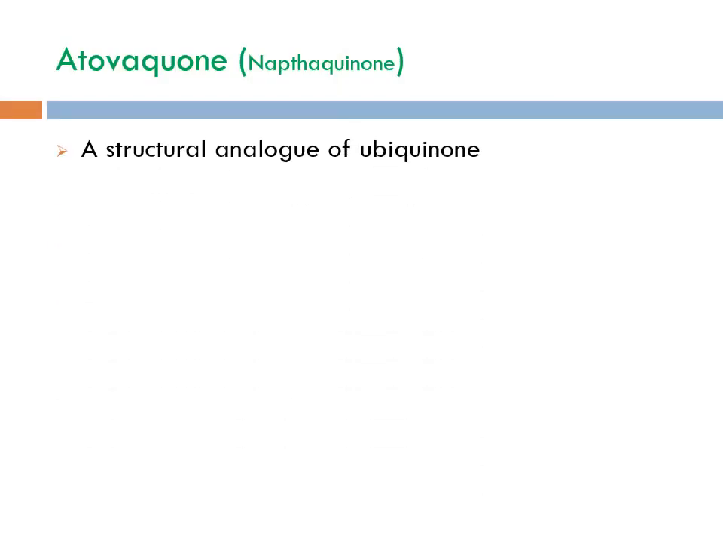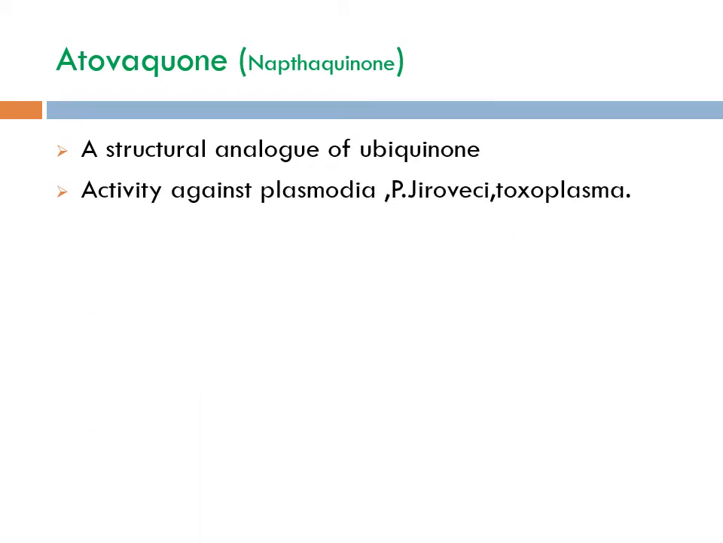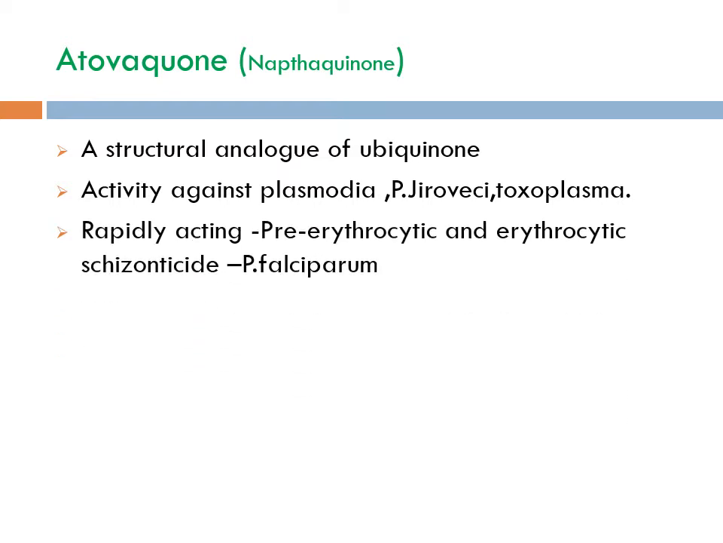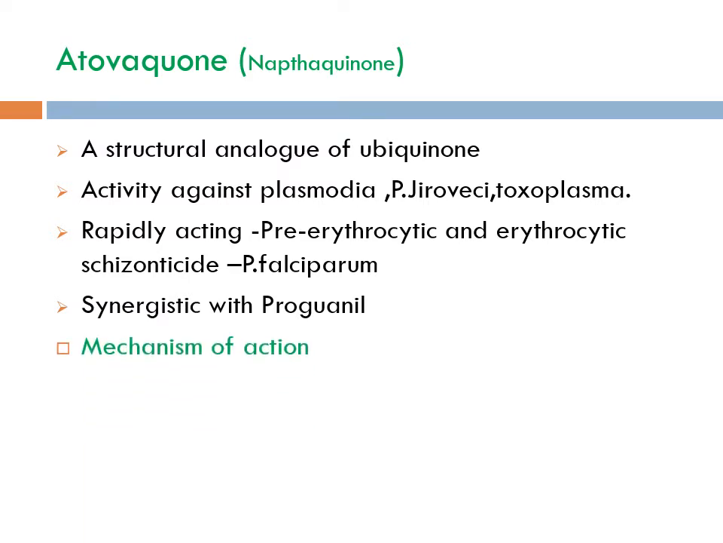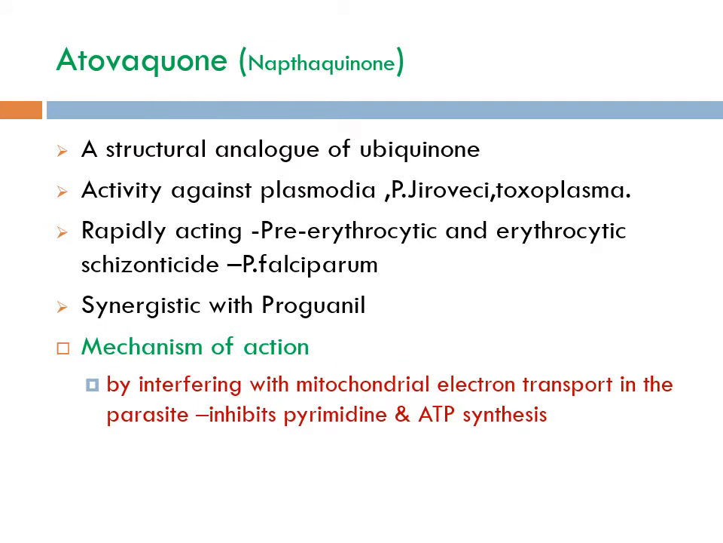Atovaquone is a structural analog of ubiquinone having activity against Plasmodia, P. jirovecii and Toxoplasma. It is a rapidly acting pre-erythrocytic and erythrocytic schizontocide against P. falciparum. It is synergistic with proguanil and the mechanism of action is by interfering with mitochondrial electron transport in the parasite. It inhibits pyrimidine and ATP synthesis and thus prevents Plasmodia from replicating their DNA.